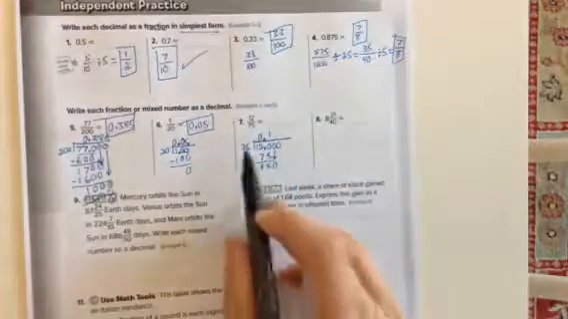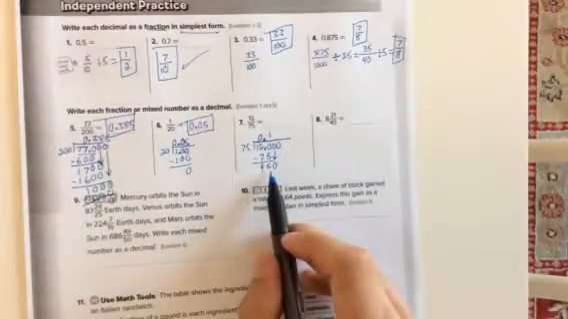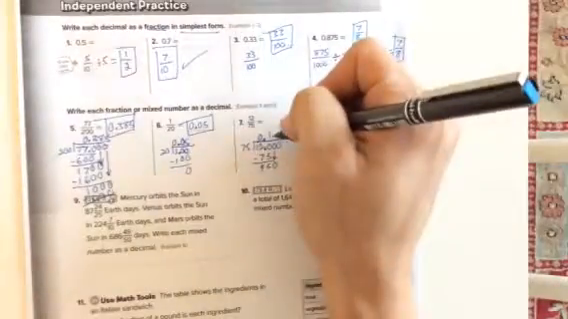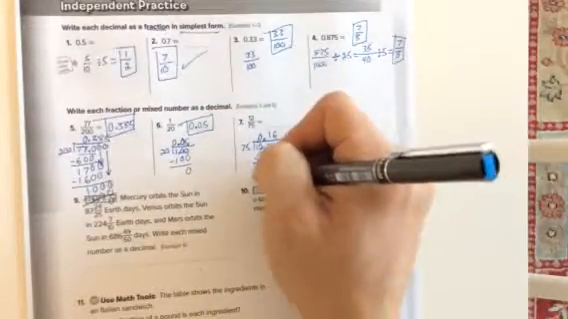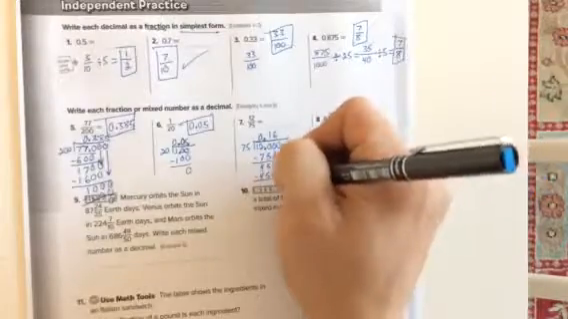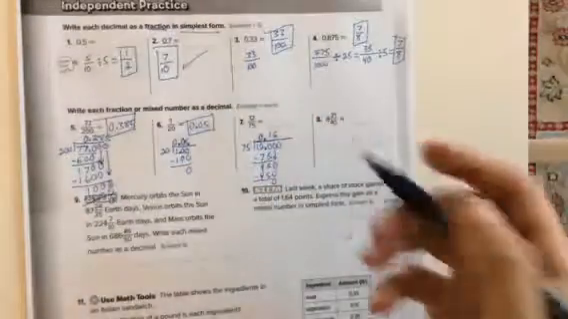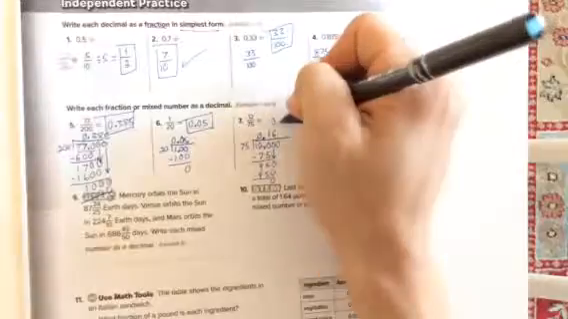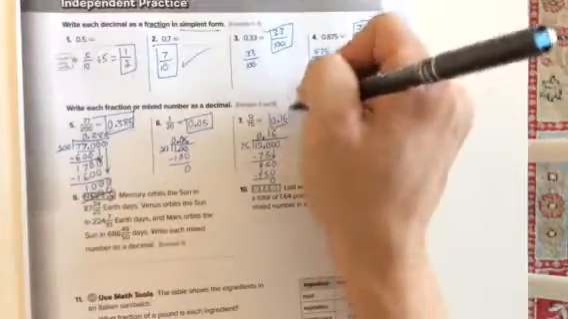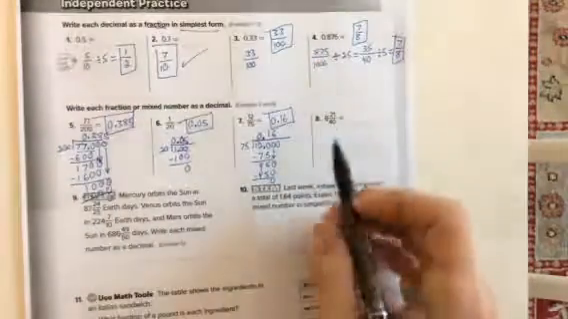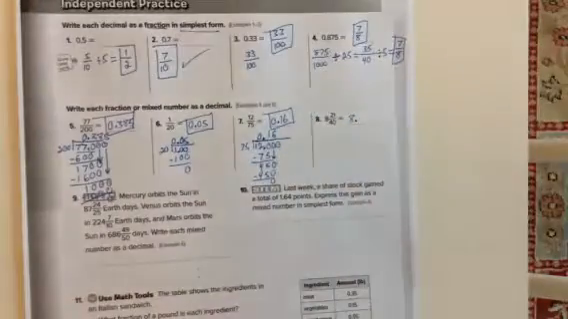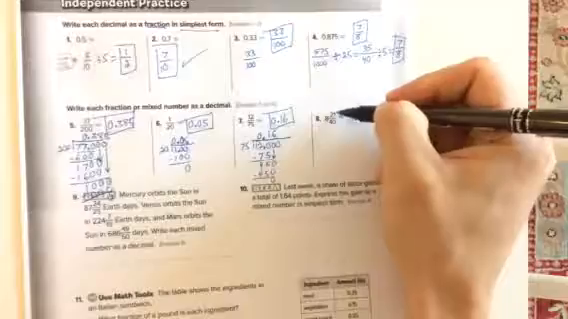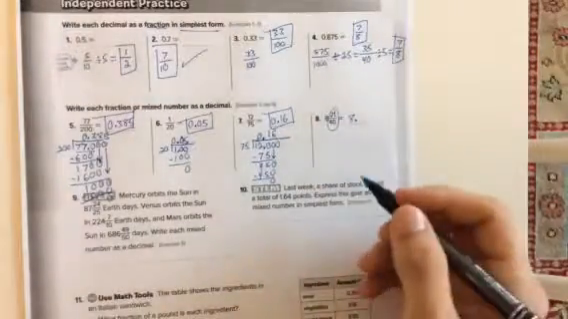Bring down a 0. 75 goes into 450 6 times. 6 times 75 is exactly 450. So 450 minus 450 is 0. There's nothing left over, so this is done. Okay, so I know in my answer it's going to be 8 point something, all right? I need to take this and convert it into a decimal.